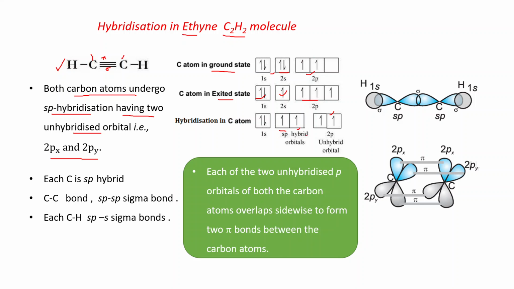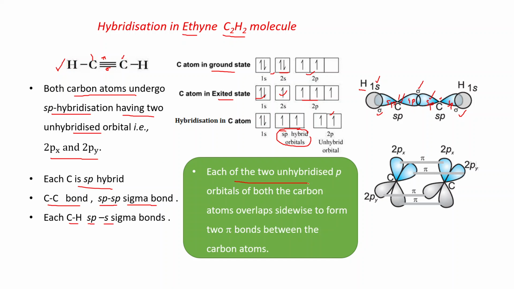Now these two sp hybrid orbitals are oriented in a linear way like this. This is the carbon, this is sp, and this is also sp. In the same way for this carbon, this is sp and this is also sp. The carbon-carbon sigma bond is formed by overlapping of sp of this carbon and sp of this carbon. This is the sigma bond, and the one remaining sp hybrid orbital of each carbon atom overlaps with the 1s of a hydrogen atom and forms a sigma bond. That's why we can say each carbon is sp hybrid. The carbon-carbon bond is formed by sp-sp overlapping, and this is a sigma bond, and each carbon-hydrogen bond is also an sp-s sigma bond.